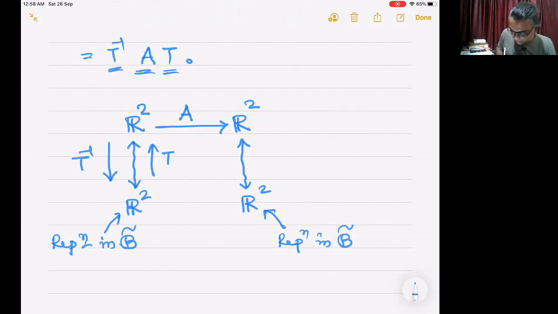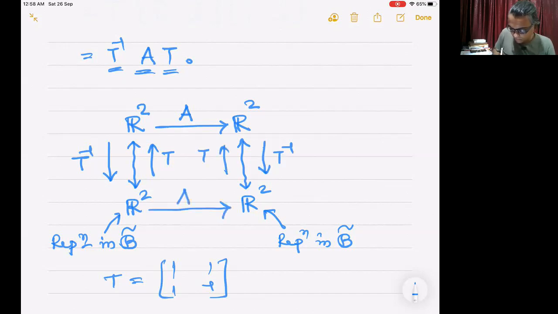What was this matrix T? If you remember, T was the matrix obtained by writing the new basis vectors side by side. Here also the same thing. This direction it was T inverse, this direction it was T. And this must be obtained A tilde, the representation of the same map in the new basis. This A tilde must be such that this diagram commutes, right?